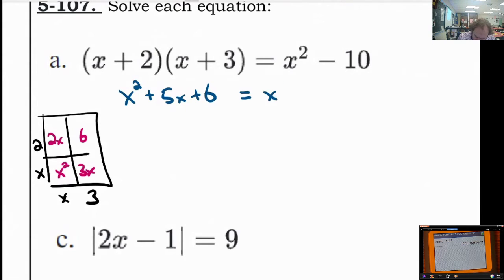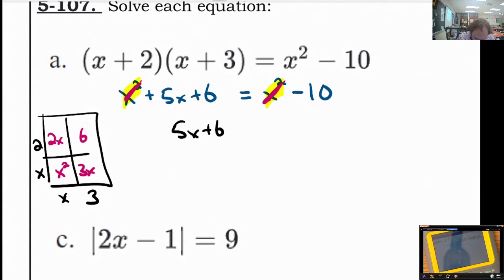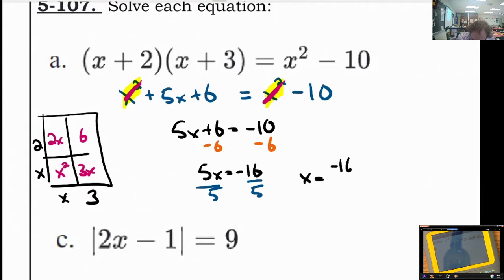x squared minus 10. The nice thing about this is that you can now remove x squared from both sides of the equation and be left with a pretty simple problem. 5x plus 6 equals negative 10. Of course, you still have to solve it. You have to subtract 6 from both sides and get 5x equals negative 16, and then divide by 5 to get a final answer of x equals negative 16 over 5, and there you go.